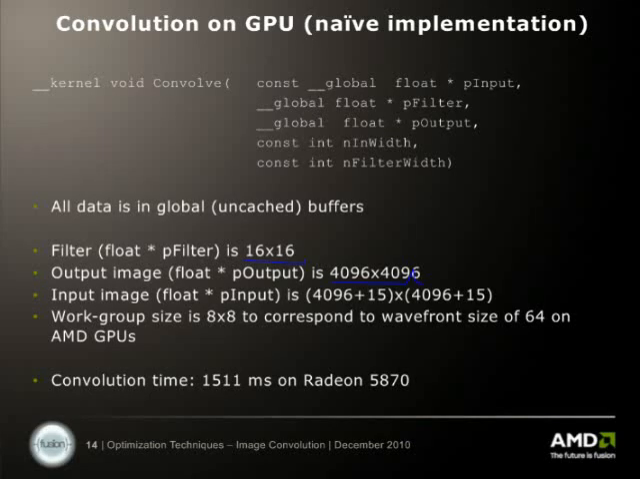We will use a 4K by 4K output image, and for this 4K by 4K output image, what we need is a 4K plus 15 by 4K plus 15 input image, and we need this input image to be a little bit larger because the mask actually overhangs.